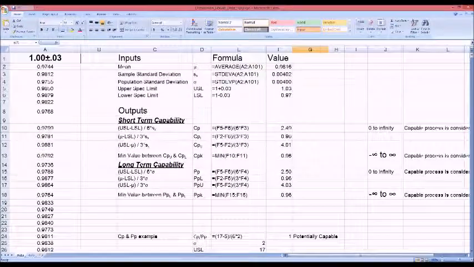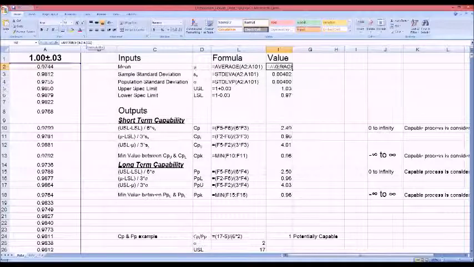The first thing, the mean, that's pretty straightforward. You can see my formula here. It's just the average of my data. And let's see, I got it highlighted here.